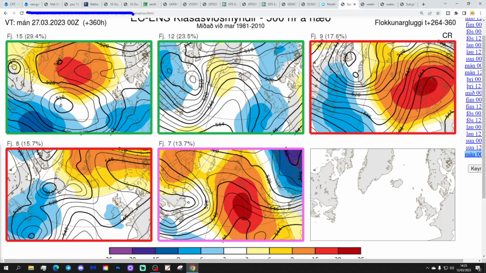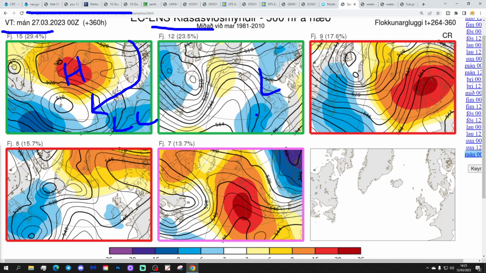That gets us to the 27th of March. 15 members of the ECM ensembles show increasing northern blocking around Greenland and Iceland, sending low pressure to the south. That's probably bringing quite a cold easterly again for the end of March. Could even be rather wintry.